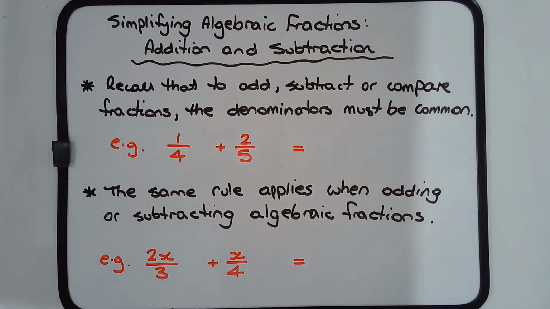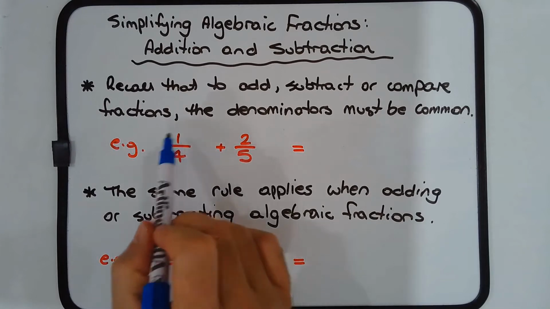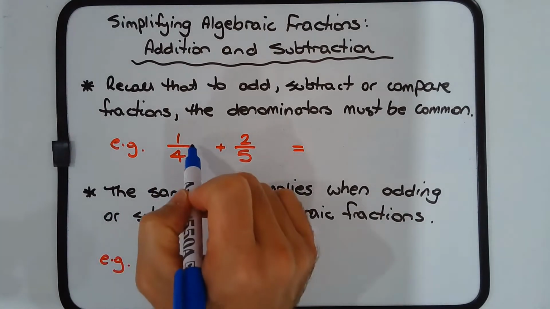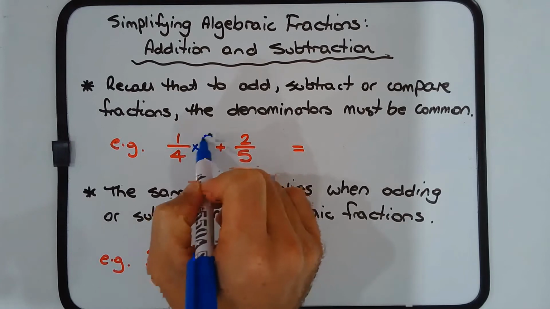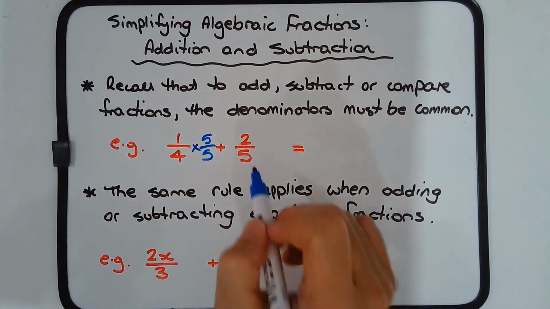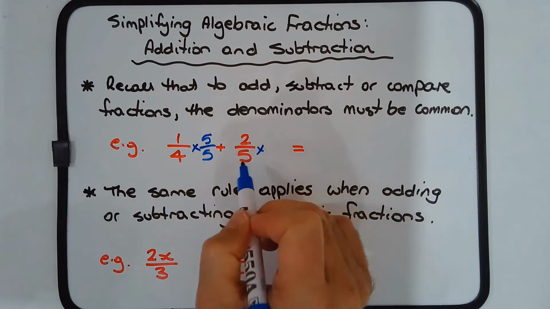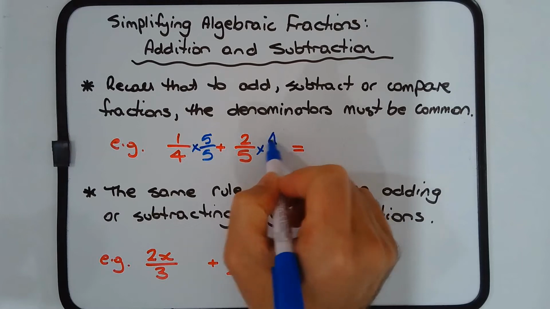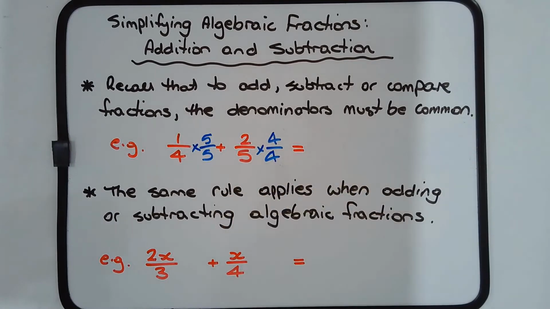One way to make the denominators the same is to take each fraction and multiply it by the denominator of the other. So in this case, 1 over 4 can be multiplied by 5 over 5, since 5 is the denominator of the second fraction. We can take the second fraction and multiply it by the denominator of the first fraction, which is 4. So we're going to multiply 2 over 5 by 4 over 4.